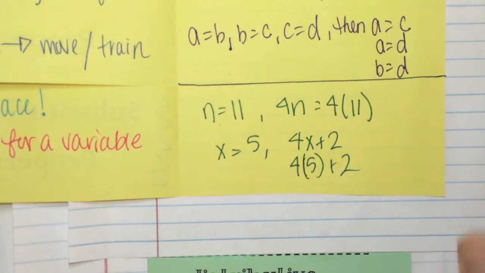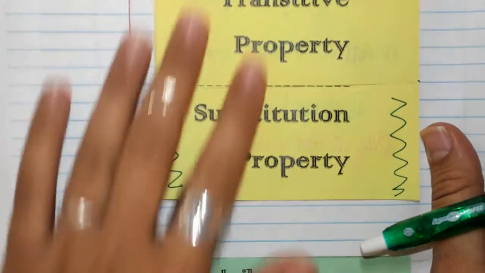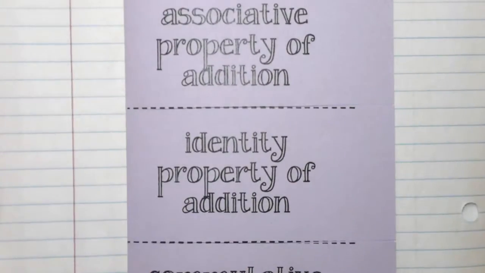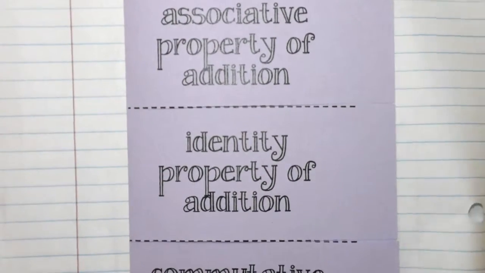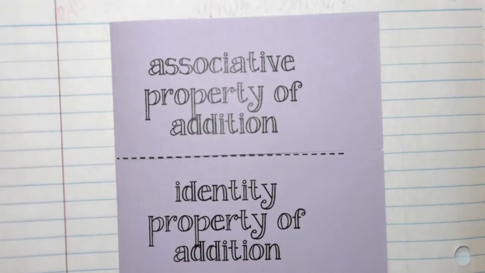All right. Any questions on reflexive, symmetric, transitive, substitution? Do we have any questions? Can we move on to the properties of addition? So these are super easy. The properties of addition and multiplication kind of work together. So we have the associative property, the identity, commutative, distributive, and we're also going to have the inverse, but I forgot to make the flappies of those, so we'll just write those down.